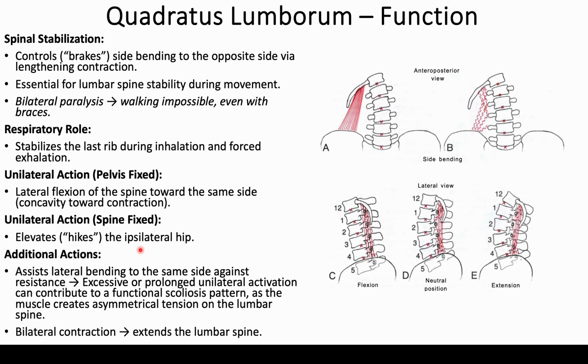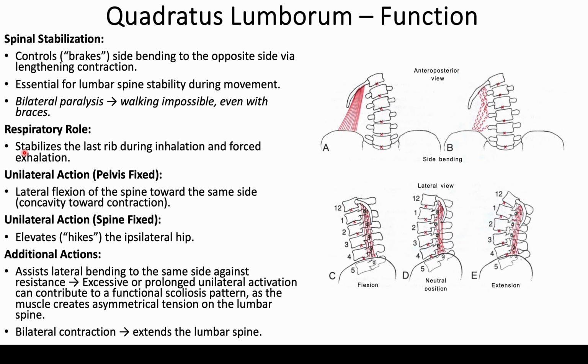So, Quadratus Lumborum function. It's important in spinal stabilization. It controls and brakes side bending to the opposite side via lengthening contraction. It's essential for lumbar spine stability during movement, and we've shown that in bilateral paralysis of the QL, walking is impossible even with a brace.